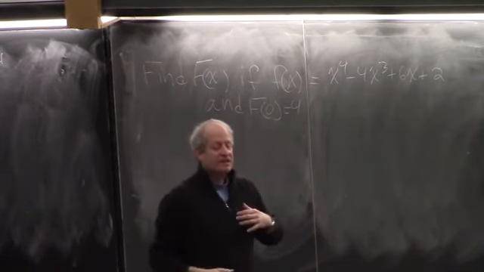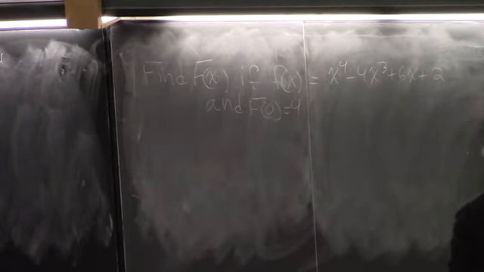Okay, so capital F stands for the antiderivative. Find the antiderivative. That's its derivative is x to the 4 minus 4x cubed plus 6x plus 2. And F at 0 equals 4.